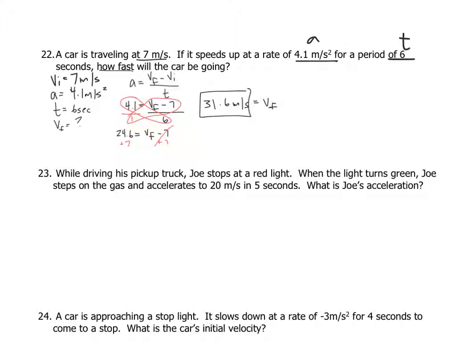Okay, number 23. While driving his pickup truck, Joe stops at a red light. When the light turns green, Joe steps on the gas and accelerates to 20 meters per second in 5 seconds. What is Joe's acceleration? So I'm solving for A. Time is 5 seconds. He accelerates to 20 meters per second, so that's his final velocity. If he is stopped at the light, that means his initial velocity had to be 0 because he's stopped.